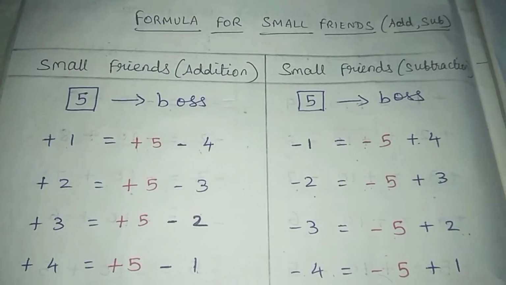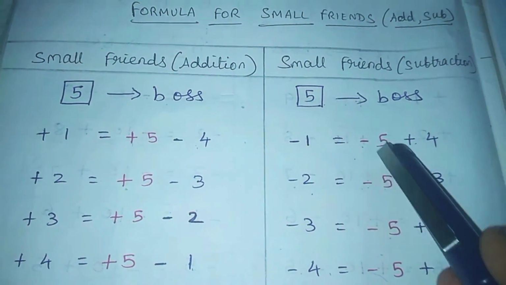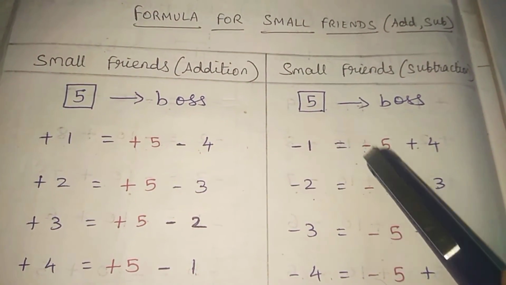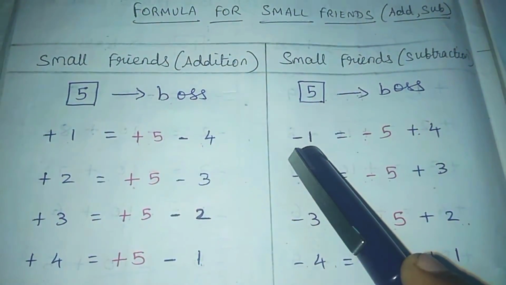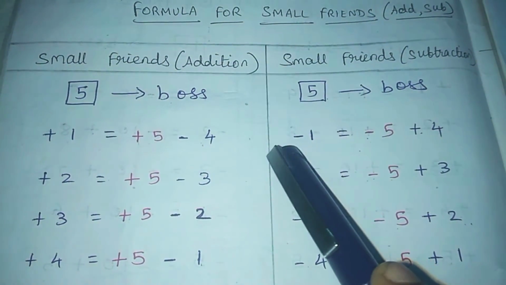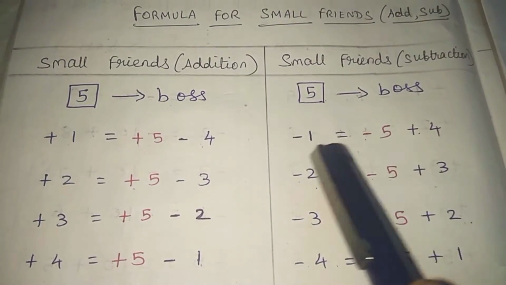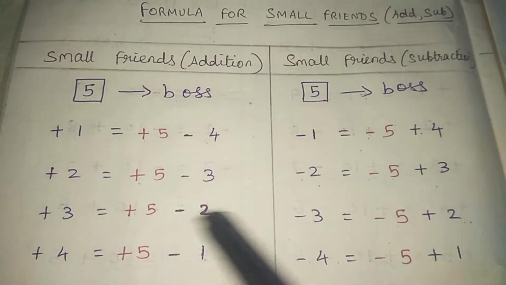That's it. For doing minus 1, first we should check whether small friend boss, that is 5, can be removed in one slot. If we can remove from one slot, then use the small friend formula, right? And we know that one's friend is 4. Here one friend is in minus, another friend 4 should be in plus. That's the formula. Minus 1 equal to minus 5 plus 4. And same method for all formulas.